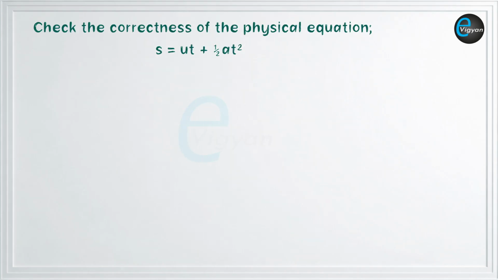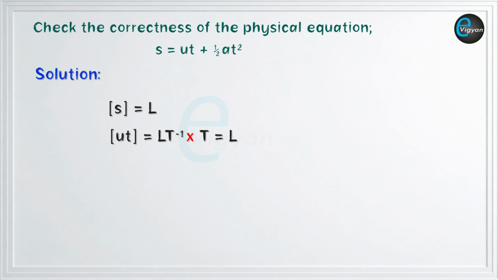Let's apply this idea to a familiar equation, s = ut + ½at². Here s is displacement, u is initial velocity, a is acceleration, and t is time. Now let's check the dimensions. You know the dimension of displacement is L, the dimension of ut is LT^-1 times T, which is also equal to L, and the dimension of ½at² is the dimension of half times the dimension of a times the dimension of t². Since half is a constant, its dimension is 0. There is no dimension of a constant.